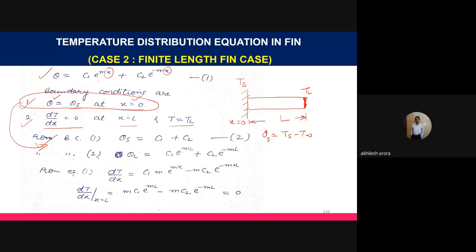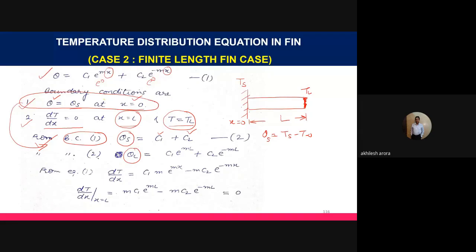So that means this value is e raised to power 0, and this value is also e raised to power 0. So basically, when we apply this boundary condition number 1, we get theta s is equal to c1 plus c2. I hope this part is clear. Now we can apply the second boundary condition, which says at x is equal to L, T is equal to TL, and theta will be equal to theta L. This is one way of doing it.